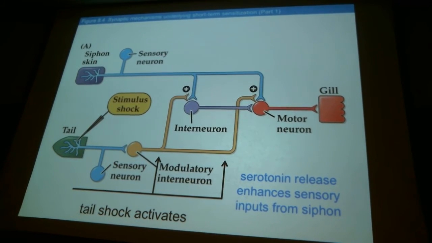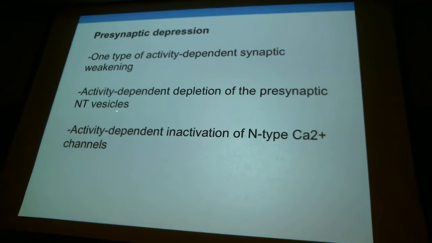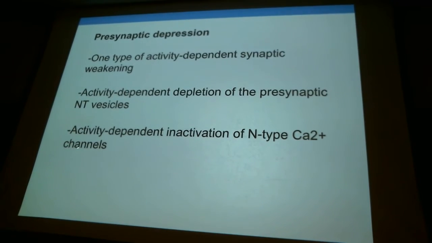So let's focus in on this area right here. This modulatory interneuron releases serotonin onto this presynaptic terminal that comes from the sensory neuron to the motor neuron. I'm going to skip this. This is just an explanation of what the mechanisms underlying that presynaptic depression might be. It could be the depletion of vesicles we talked about, or it could be inactivation of calcium channels. It doesn't matter so much for our purposes.